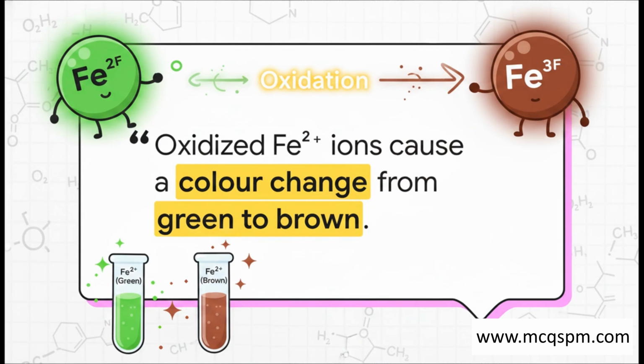And hey, this isn't just some random fact from a book. This comes straight from the marking scheme of a past paper. That color change you see with your eyes is the physical proof of the chemical process happening underneath, the oxidation of Fe2+ to Fe3+. Being able to connect what you see to the chemistry concept, that's a top-tier skill.